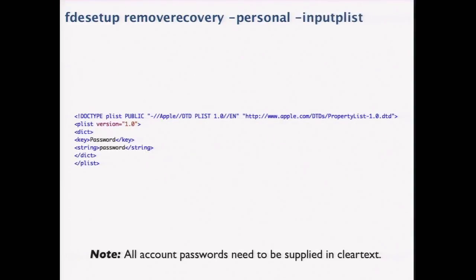Now, for those who want to automate this process, fdesetup also supports importing a plist via standard input. The plist needs to follow the format shown on the screen with the password of an existing FileVault 2 enabled user or the existing personal recovery key stored in the password key of the plist.